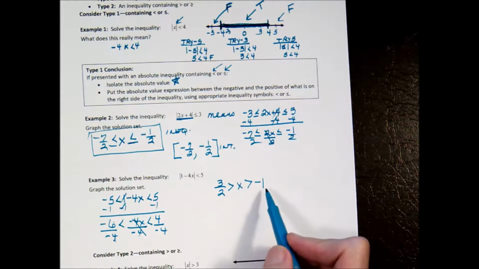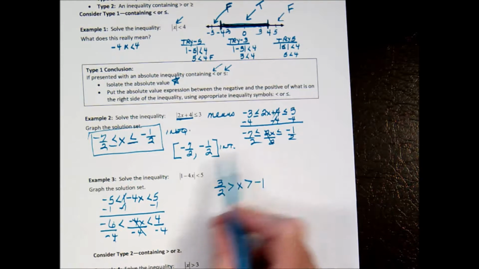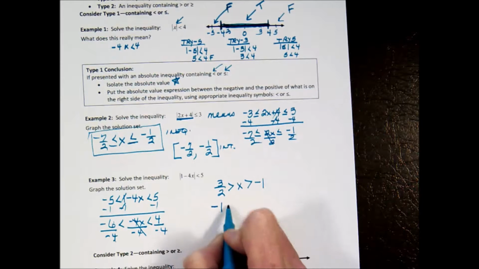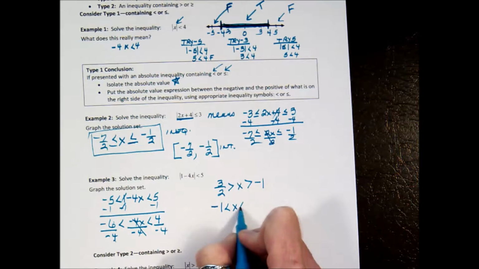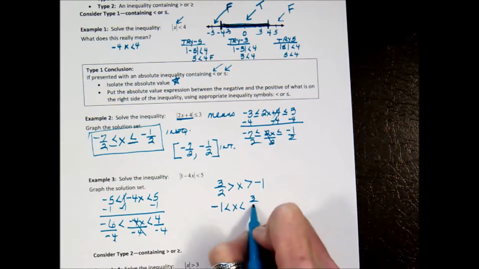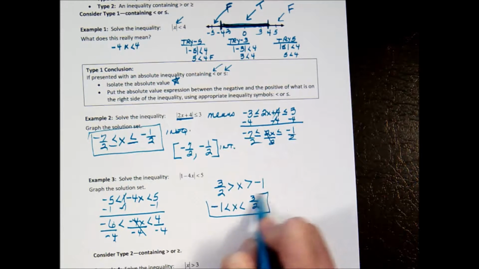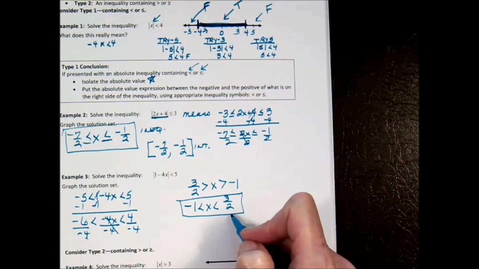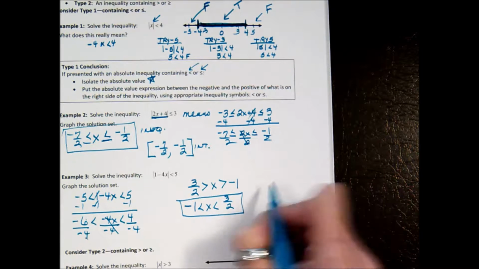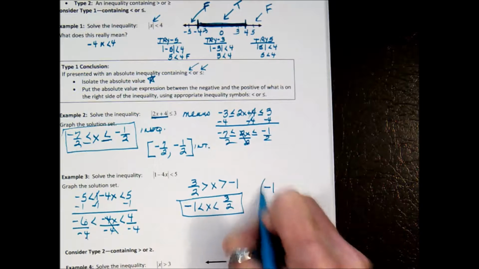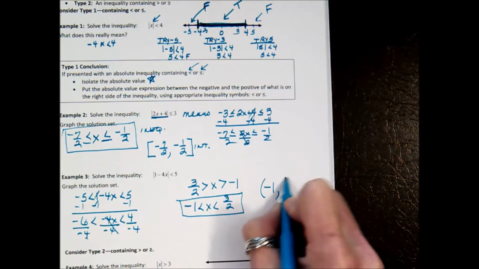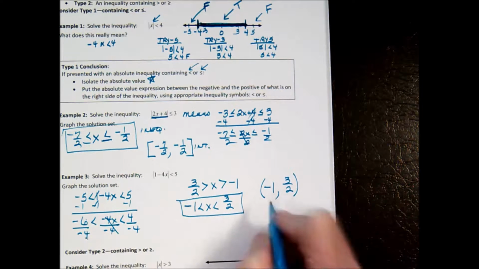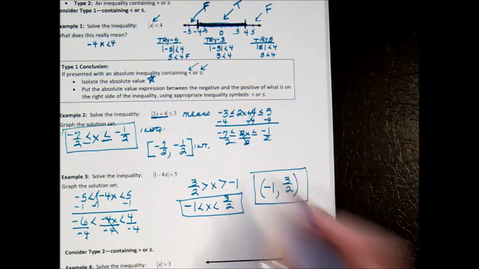And now it's in the wrong order. So I have to turn the whole thing back around. So negative 1, flip your sign, put your x there, 3/2. So here it is as an inequality. You could put it on a number line. I'm assuming you can do that. But as an interval, it's going to be negative 1. Look, it's not included, and it goes up to 3/2, and 3/2 is not included. So there it is as an interval.